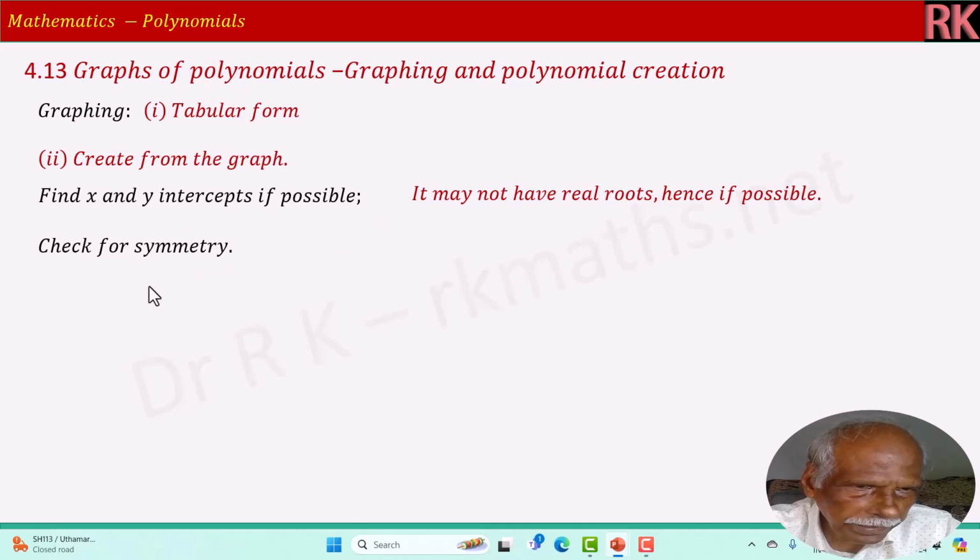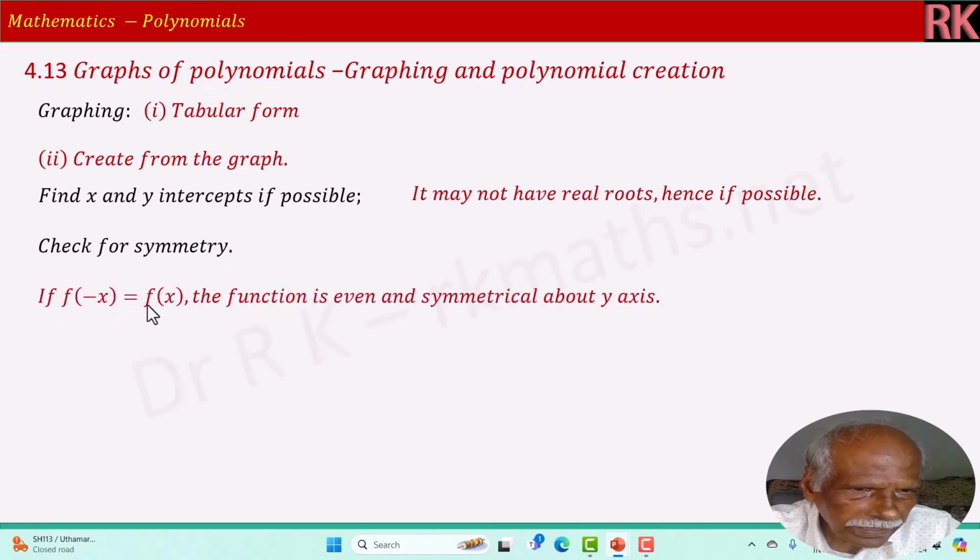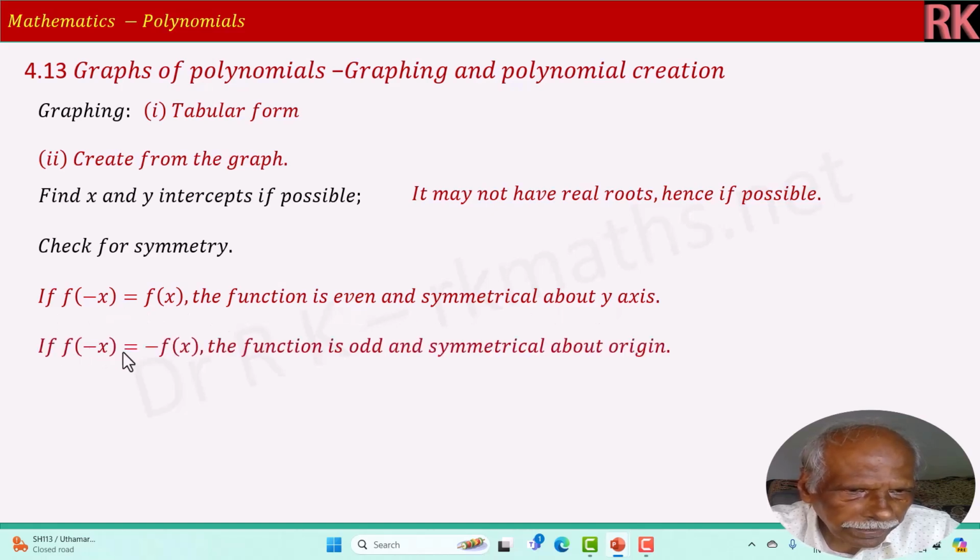Check for the symmetry. If f of minus x is equal to f of x, the function is even and symmetrical about the y-axis. If f of minus x is equal to minus f of x, the function is odd and symmetrical about the origin. This we have seen in the previous slides itself.